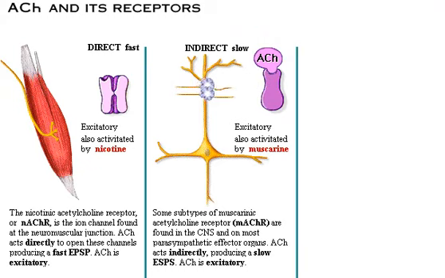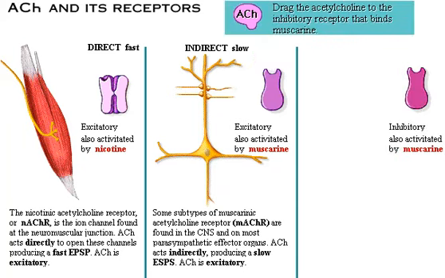Some subtypes of muscarinic acetylcholine receptor, or MACH receptors, are found in the central nervous system and on most effector organs of the parasympathetic branch of the nervous system. Acetylcholine acts indirectly at these receptors, producing a slow, excitatory postsynaptic potential. Acetylcholine is excitatory at these muscarinic receptors, causing neurons to fire action potentials and smooth muscle to contract. Drag the acetylcholine to the inhibitory receptor that binds muscarine.